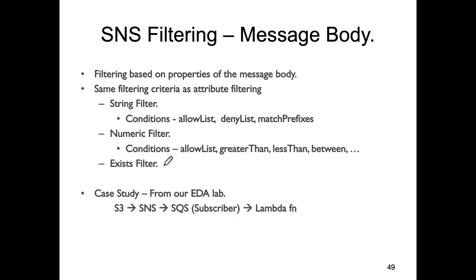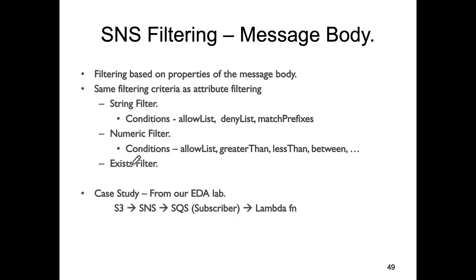There's also a third type of filter, which is just called an exists filter. And really what you're trying to express there is, let's say in relation to attribute filtering, well, if a particular attribute exists with this message, you don't care about its value. Once it exists, then you want it to go through to the subscriber.